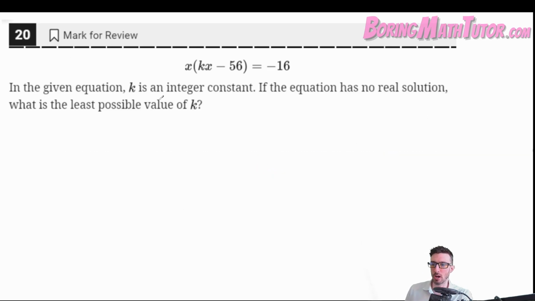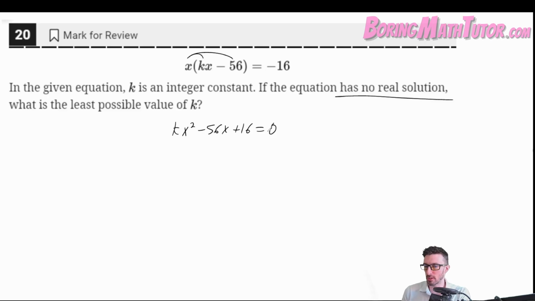Let's keep it moving here. They want no real solution to this. Well, let's get started by distributing this, and that'll get me kx squared minus 56x. And then I actually want a 0 on the other side. So I'm going to do plus 16 equals 0.